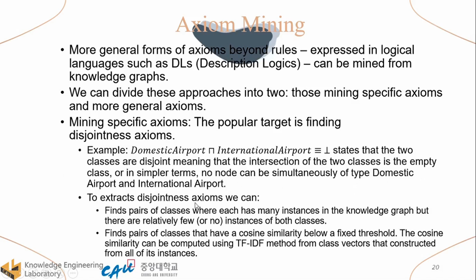To extract disjointness axioms, we can find pairs of classes where each has many instances in the knowledge graph, but there are relatively few or no instances of both of those classes. Or we can find pairs of classes that have a cosine similarity below a fixed threshold. The cosine similarity can be computed using the TF-IDF method from class vectors that are constructed from all other instances in the knowledge graph.